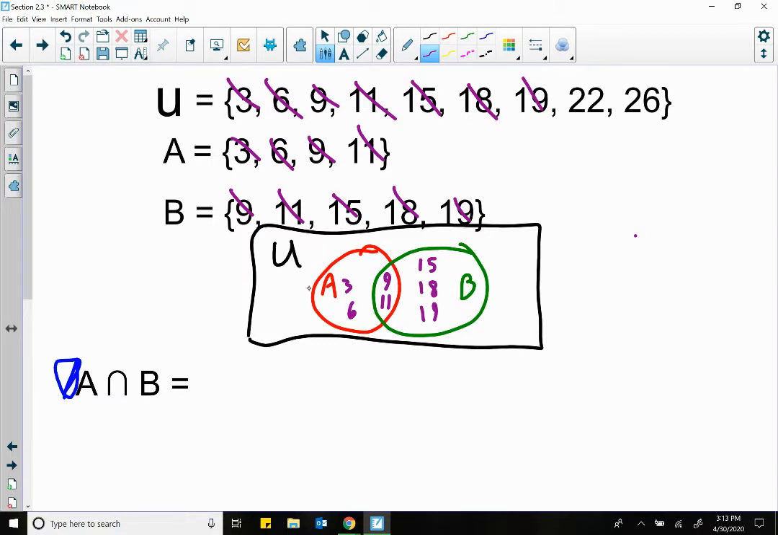Now we're out in the universe. So do we have any numbers that exist out here that are not in A and B? Absolutely. We've got two numbers right here, 22 and 26. So those numbers are in the universe. And this is our Venn diagram. Having a Venn diagram makes it a heck of a lot easier to see what's going on. Okay? So now I'll go back to my split screen.